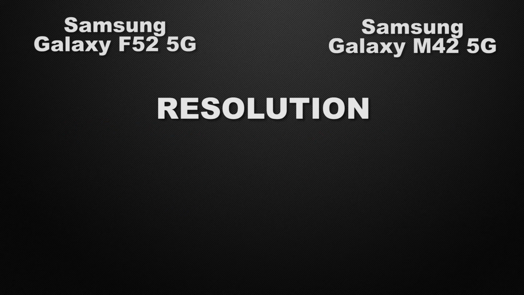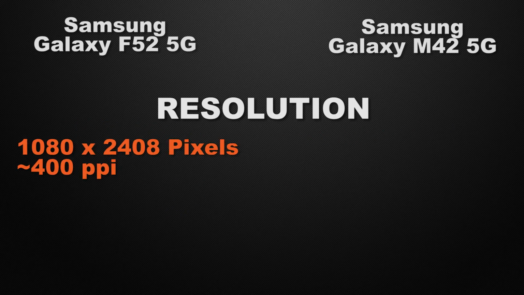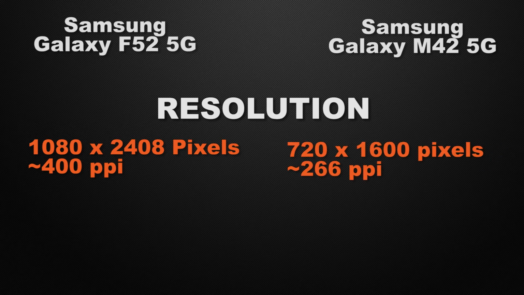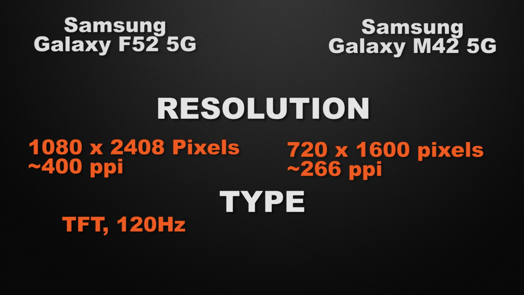Let's talk about the screen resolution of the devices. F52 has a Full HD Plus display. On the other side, M42 has a Full HD Plus display too. So it's a tie. And about the display type of the devices, F52 has a TFT display with a 120Hz refresh rate, whereas M42 has a Super AMOLED display.